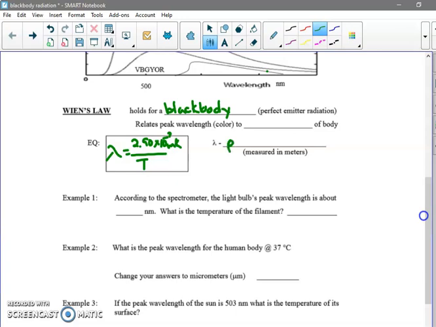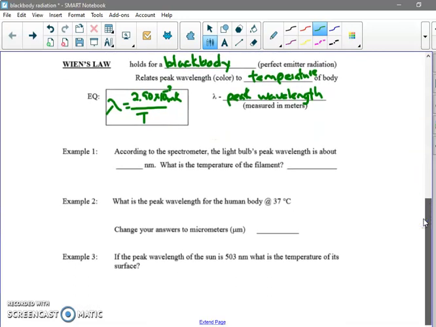Okay, and lambda is the peak wavelength. All right, and it relates wavelength to the temperature. So that's the important thing here: anything with temperature is going to emit radiation, and Wien's law gives us a peak wavelength. So in example one, if we were in class, I'd show you something with a spectrometer where I can look at the output of a light bulb. I don't have that information off the top of my head, so I'm going to skip that one.